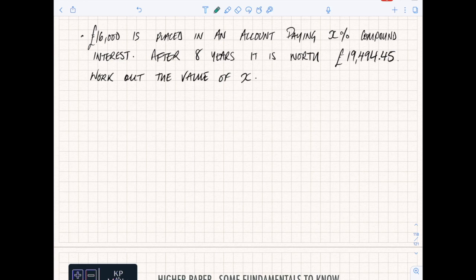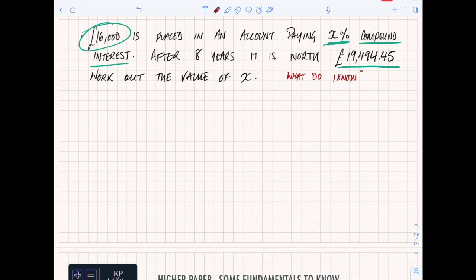£16,000 is placed in an account and it pays X%. So let's just circle some key pieces of information. Compound interest, that's really important. It's talking about compound interest. After 8 years, it is worth £19,494.45. Work out the value of X. So same thing. What do I know?